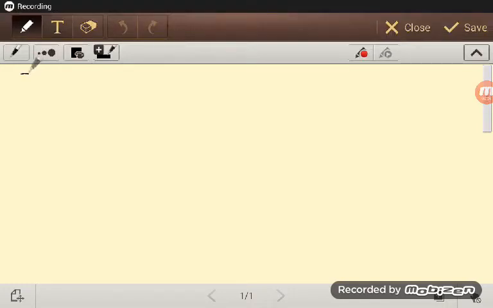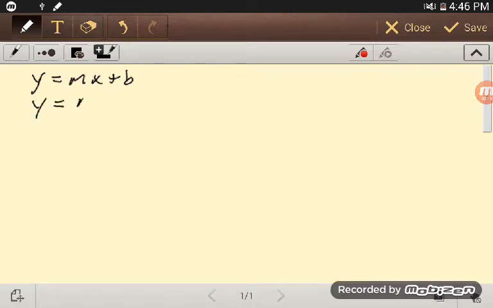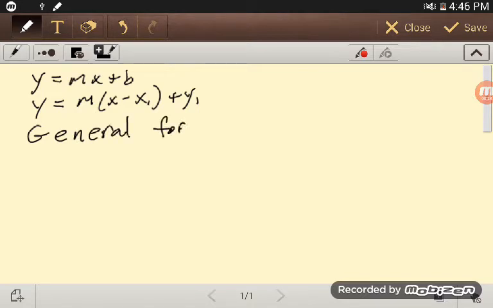Alright, we've looked at a couple forms of straight lines, right? We had our slope-intercept form, y equals mx plus b. We had our point-slope form, where we had y equals m times x minus x1, plus y1. So now we want to go to a general form of a straight line, and usually that's written as ax plus by equals c.